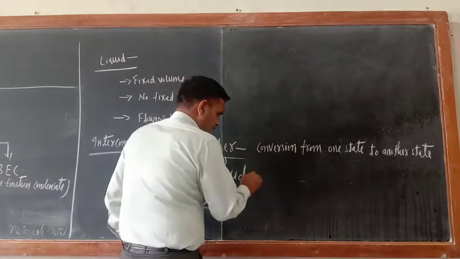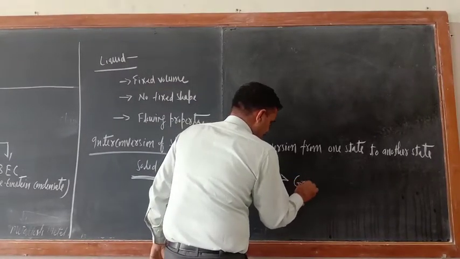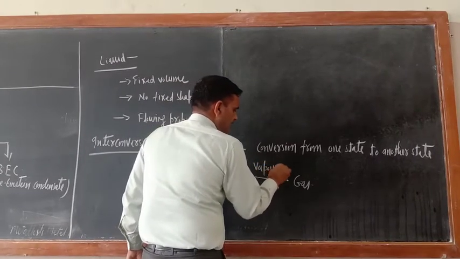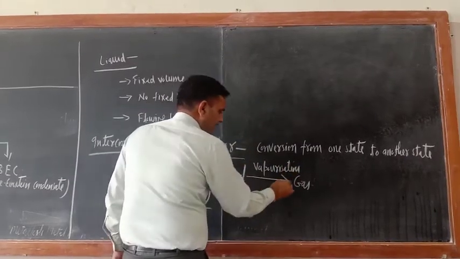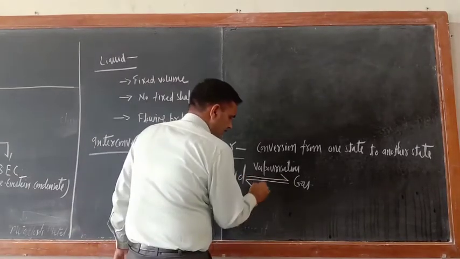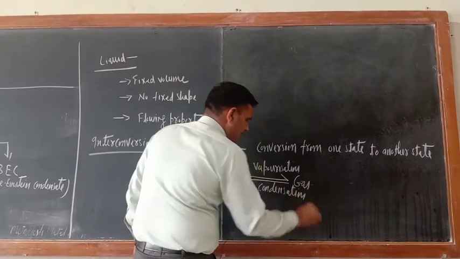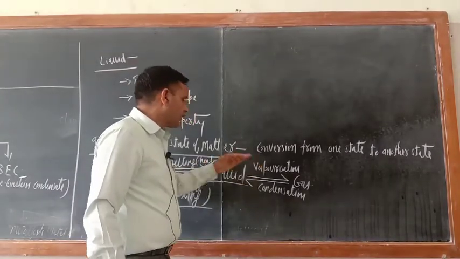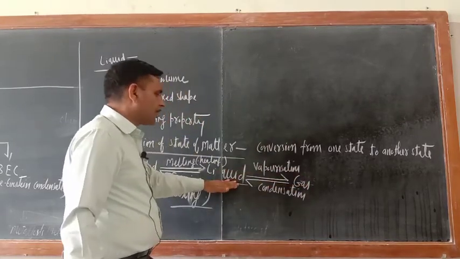Further, suppose you are heating the liquid. It will be converted into gas. What is the name of this process? This process is known as vaporization. Similarly, when gas is getting converted into liquid, this process is known as condensation. So try to understand here: upon heating only liquid will be converted into gas, and upon cooling only gas will be converted into liquid.